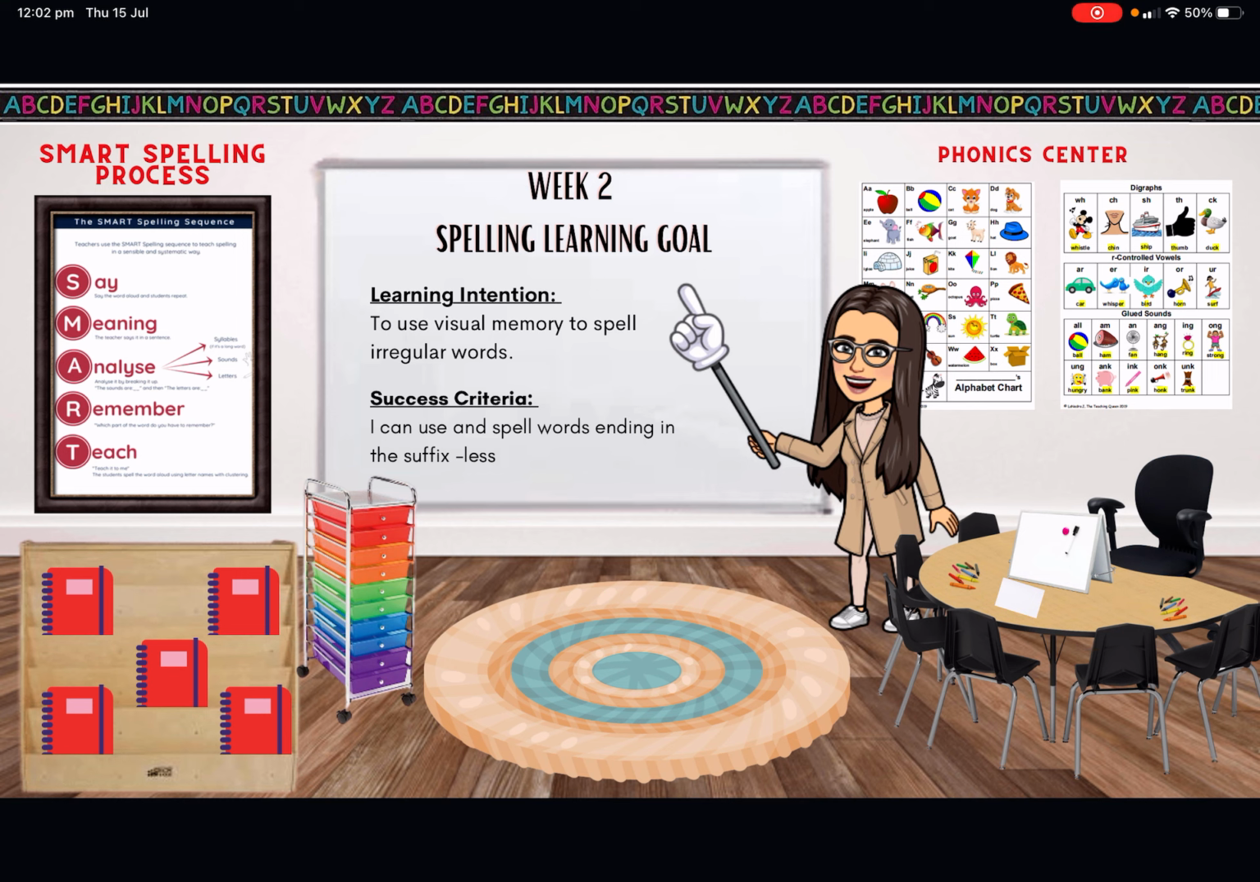Okay, so this week, Year 3, our learning intention is to use visual memory to spell irregular words. And our success criteria is that you can use and spell words ending in the suffix less.